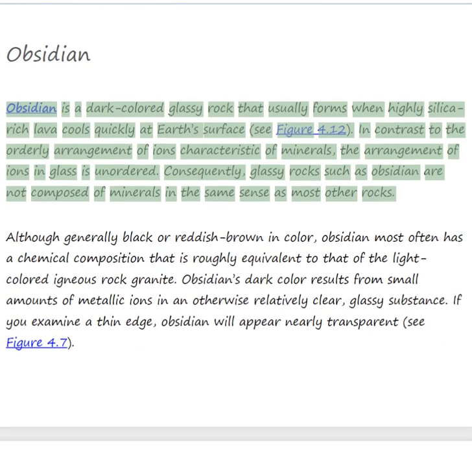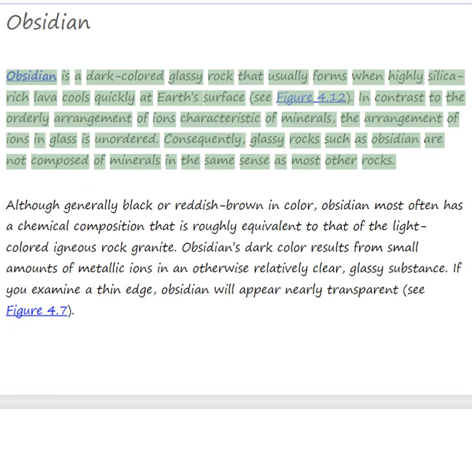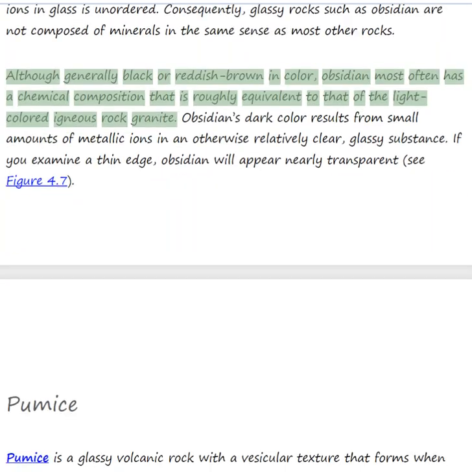Obsidian. Obsidian is a dark-colored glassy rock that usually forms when highly silica-rich lava cools quickly at Earth's surface. In contrast to the orderly arrangement of ions characteristic of minerals, the arrangement of ions in glass is unordered. Consequently, glassy rocks such as obsidian are not composed of minerals in the same sense as most other rocks. Although generally black or reddish-brown in color, obsidian most often has a chemical composition that is roughly equivalent to that of the light-colored igneous rock granite.